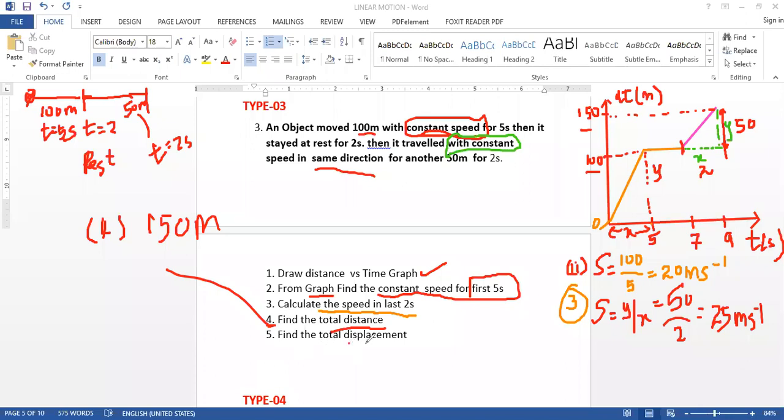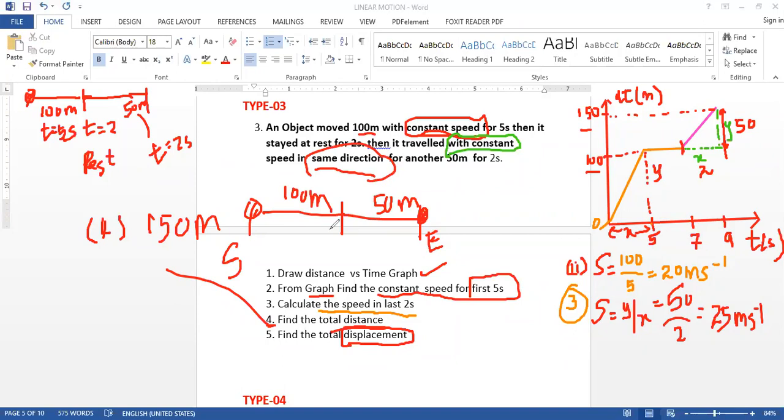And next, they have asked for the total displacement. It is moving in the same direction. It moves 100 meters, and again another 50 meters. This is the starting point and this is the ending point. The total distance between the starting point and the ending point is called displacement. And since it is moving in the same direction, distance and displacement are equal. So the fifth answer, displacement, is also 150.